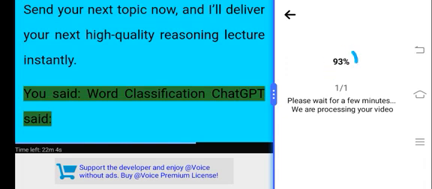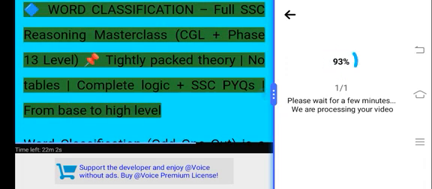You said: word classification. ChatGPT said: Word classification, full SSC reasoning masterclass, CGL plus Phase 13 level. Tightly packed theory, no tables, complete logic plus SSC PYQs from base to high level.